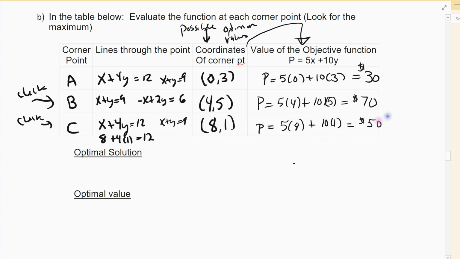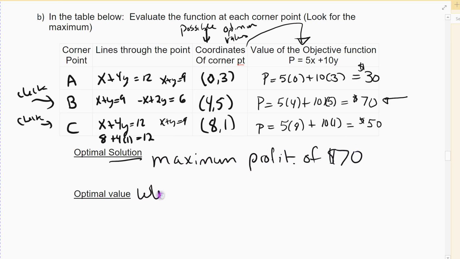40 and 10, that's 50, not 60. Right. And so 70 is the biggest. That's my optimum value. Alright, so my optimum solution is the maximum. So we get a maximum profit, whatever it is, we didn't tell you what the profit was, of $70 when x equals 4 and y equals 5. That'll give me my optimum value.